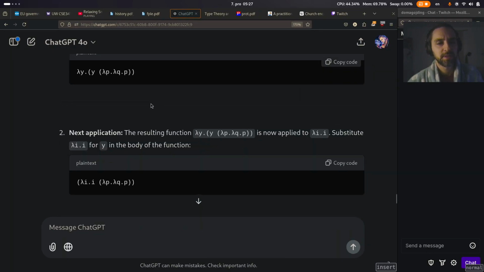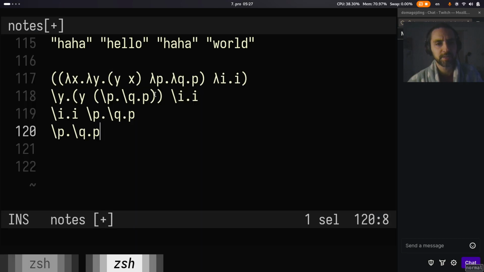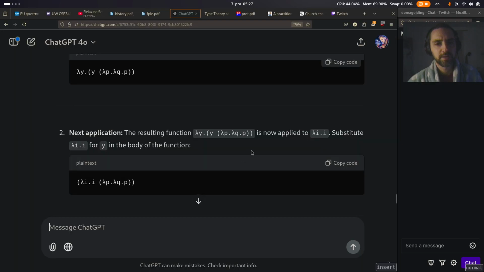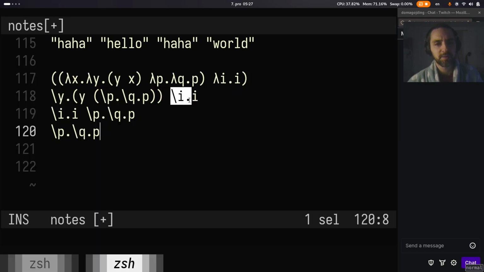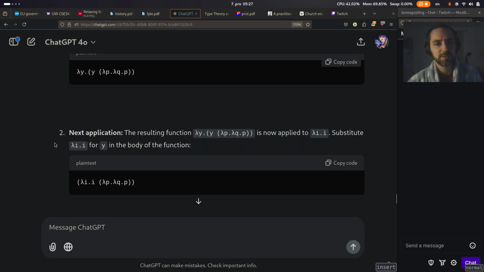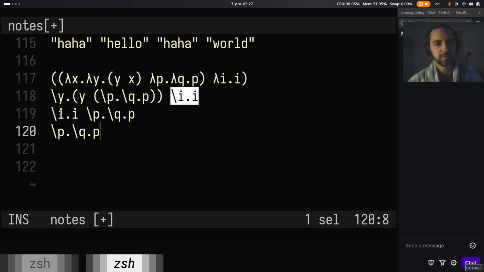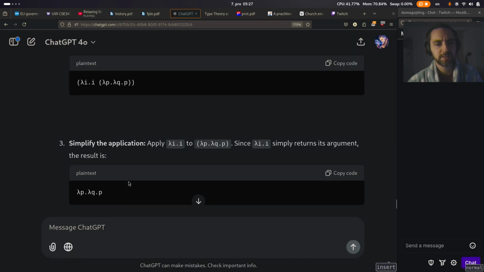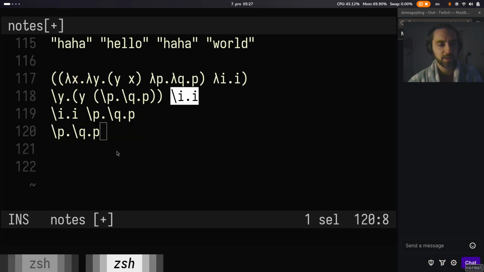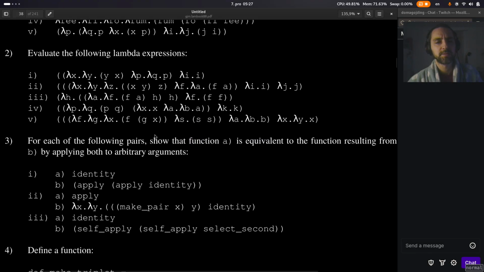And next application. The resulting function lambda y, lambda p, lambda q p, this one, what we got, is now applied to lambda I dot I. Now substitute lambda I dot I for y in the body, that's what we did, we get this. Simplify this application, apply lambda I to lambda p, since lambda I dot I simply returns its argument. The result is lambda p, lambda q p, that's what we got. Final result, okay. Evaluate the following lambda expressions. Let's do the second one.